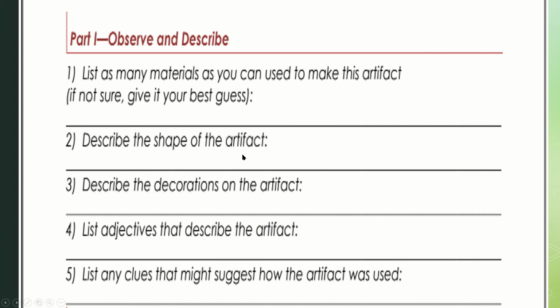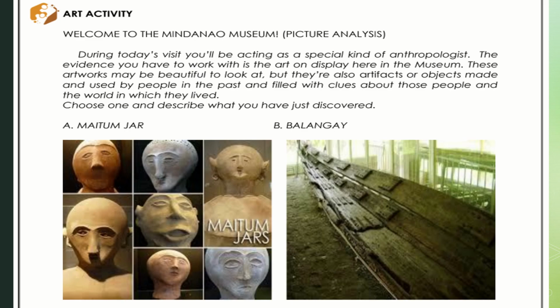So, what do you think is the shape of the maitum jars? Is it circular or oblongated? Whatever. Next, describe the decorations on the artifact. So, what can you say about the decorations that you may see on the maitum jar?